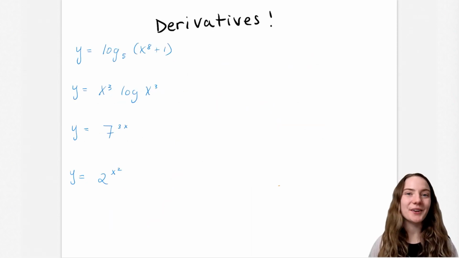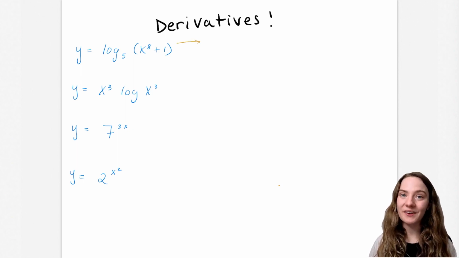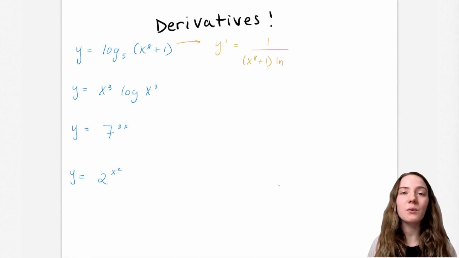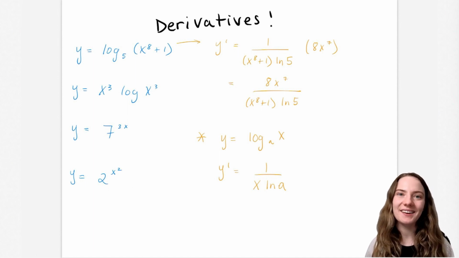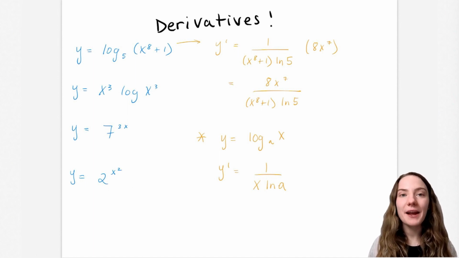All right, now we're on to round 4 of our derivatives, and we're working with our logarithmic functions. So I want you to start with our first function here, pause the video, and try and find the derivative. Now, the key to this derivative was understanding that we're working with a log function, and the derivative of a log function is always 1 over x ln a, where a is the base of your log function. In this example, the base was 5.